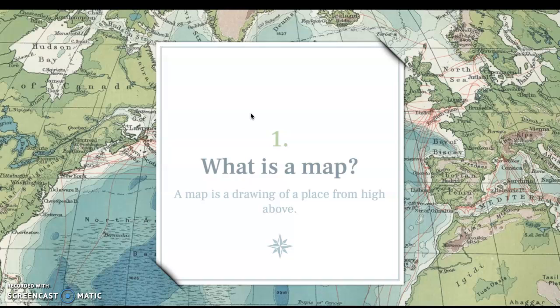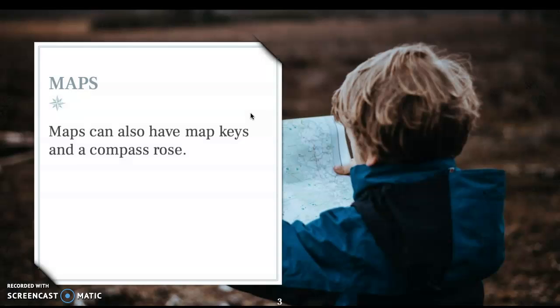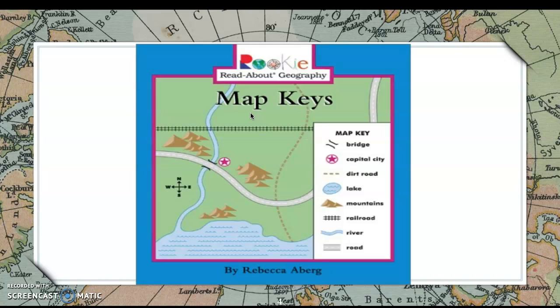So, how do you read a map? Well, you start by looking at map keys and also by looking at the compass rose. The map keys are going to show you what's on your map through pictures, and the compass rose is going to tell you the directions. So let's look at that a little bit closer. Map keys can also be called legends.